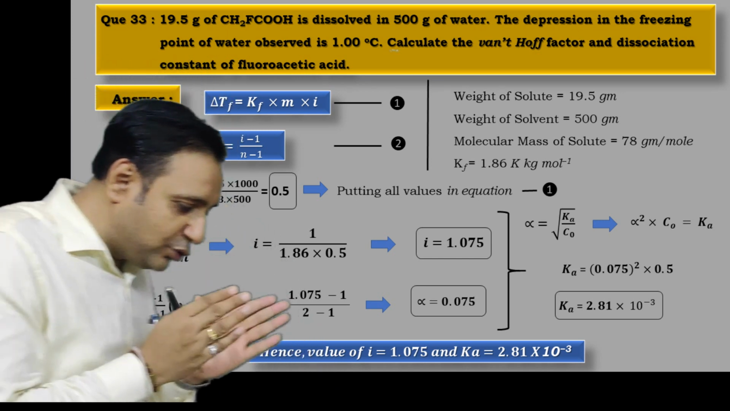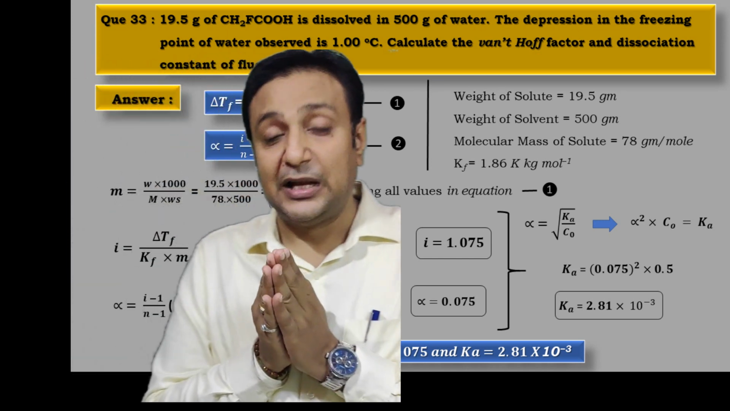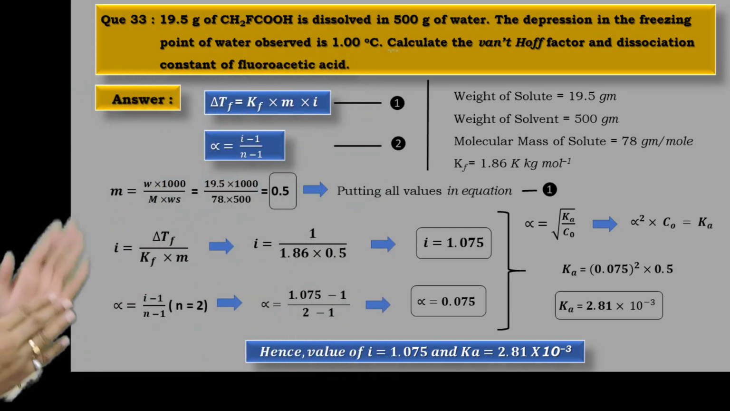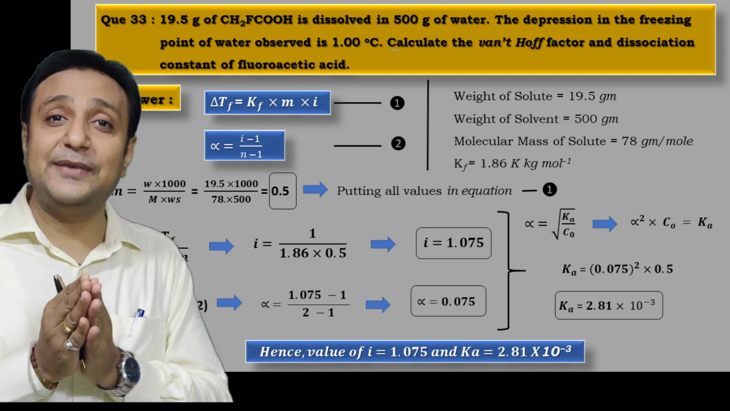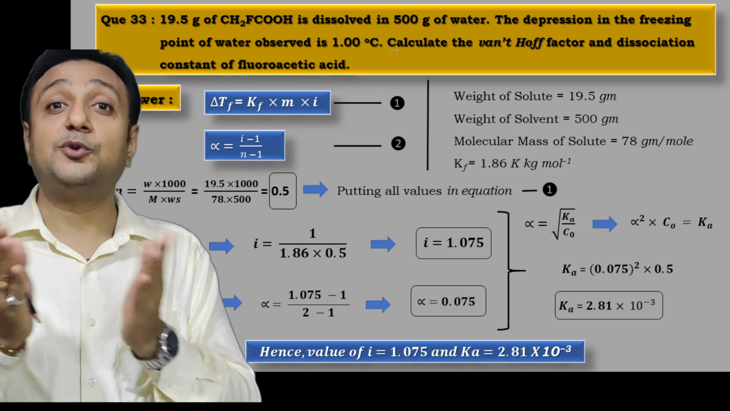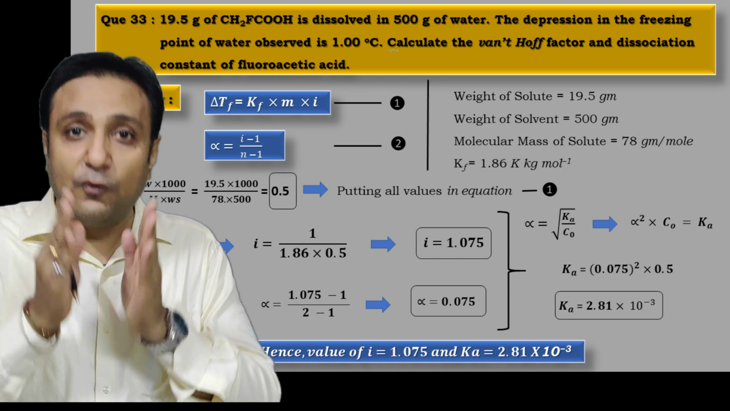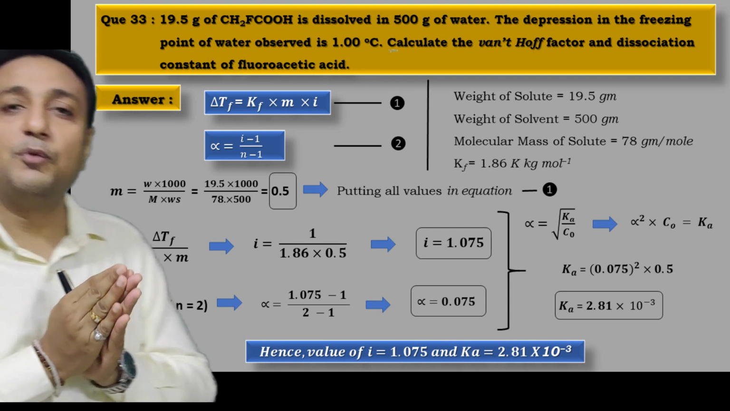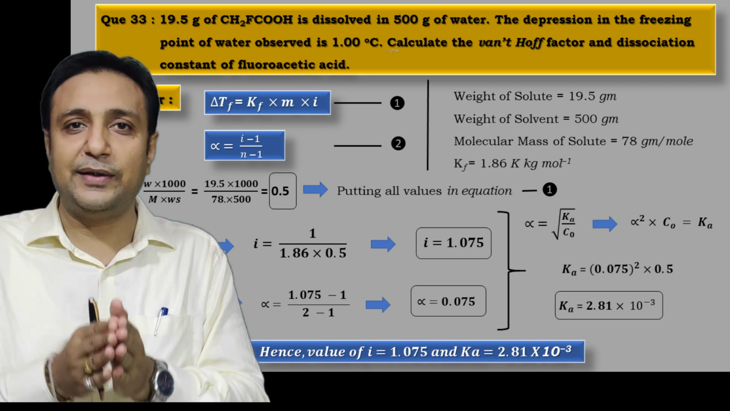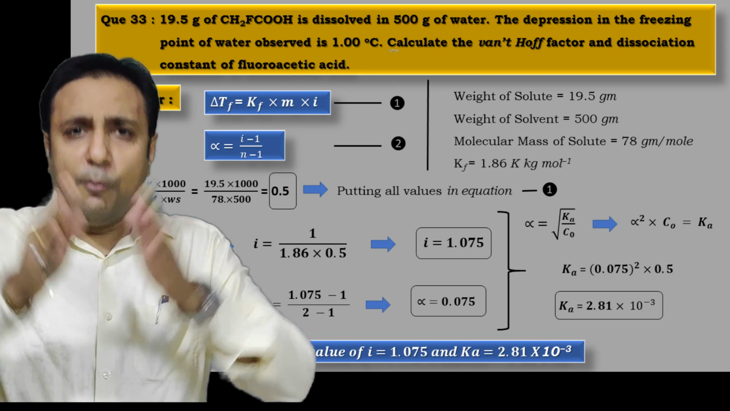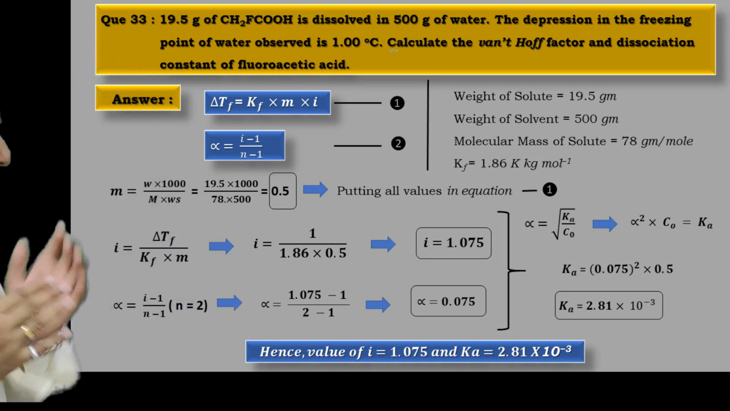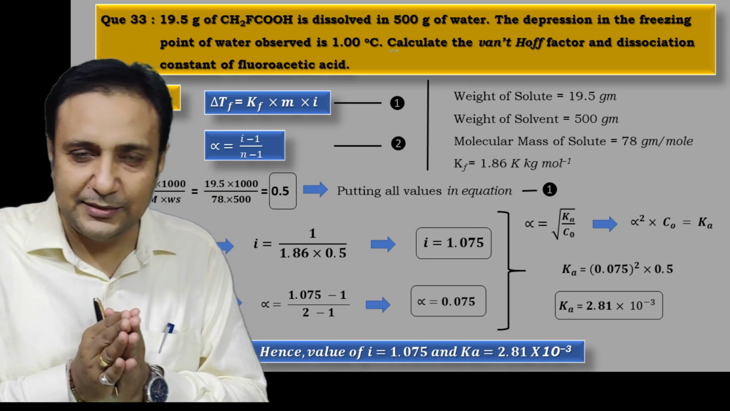First, we want to calculate the value of i. By using which formula will you calculate its value? The formula is just given on your screen. Delta Tf is equal to Kf multiplied by small m multiplied by i. For that, we should have the value of molality. For that, use the formula of molality. Molality is equal to weight multiplied by 1000 divided by molecular weight multiplied by weight of solute. Put all the values. After multiplication and division, you will get its value, that is 0.5. That is very easy to calculate.